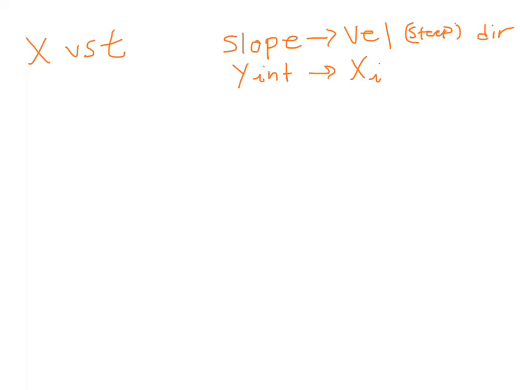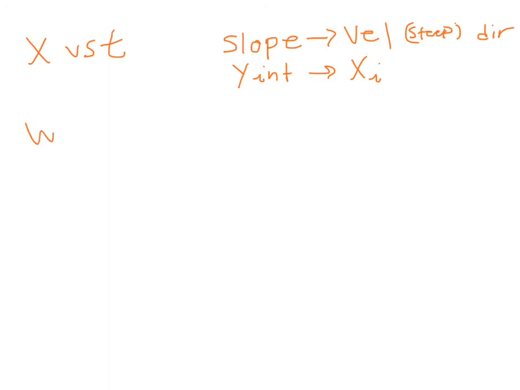If the slope is negative, then you're moving in the negative direction. If the slope is positive, then you're moving in the positive direction. So the slope and the y-intercept, position intercept in physics class, give you good information about the motion of the object. Let's see, what else?